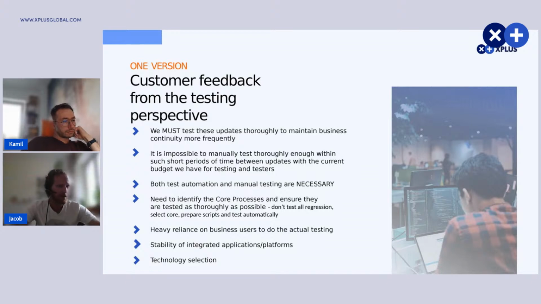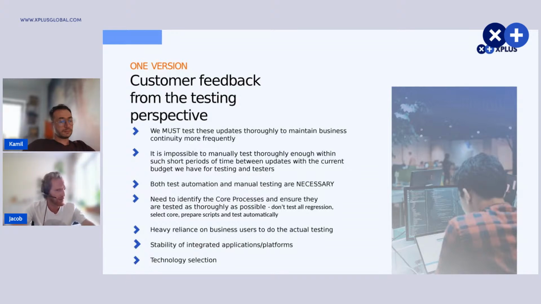The next part is that both test automation and manual testing are necessary. You can't test everything in an automated fashion. There are some things that you have to test manually, and there are some things that just aren't worth spending the time to test in an automated fashion. So both test automation as well as manual testing are necessary.